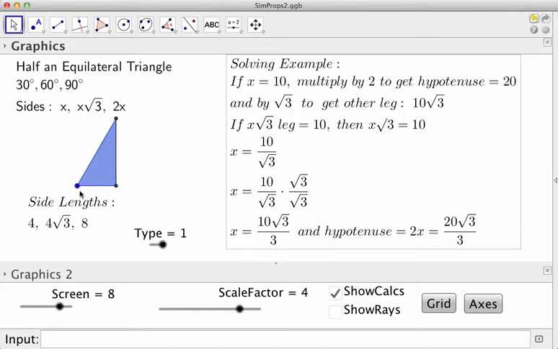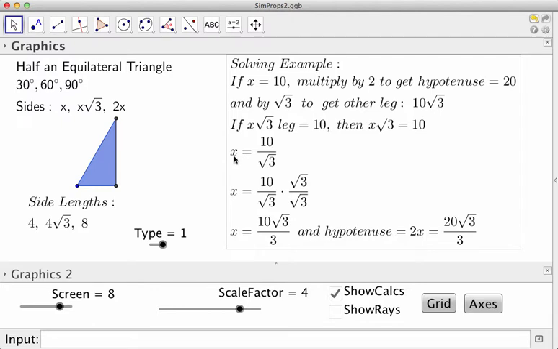We would just multiply by 2 to get the length of this side here, so that would give us a hypotenuse equal to 20. And we would multiply by the square root of 3 to get us the height, which would give us 10 times the square root of 3. On the other hand, suppose that the height is equal to 10. Well, that means that x times the square root of 3 is equal to 10.